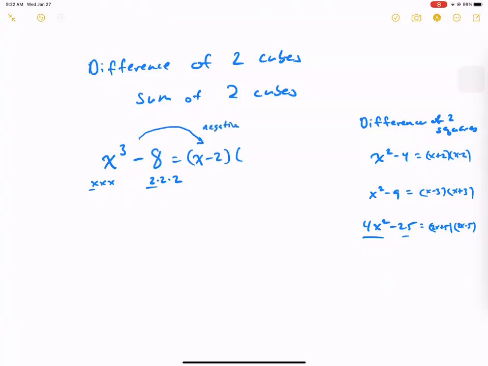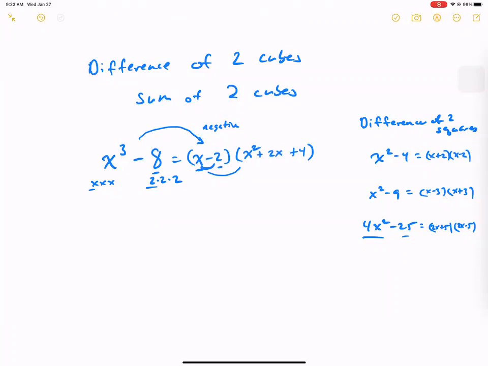The rest of the pattern is going to be used to match up. So first, what did I multiply x by to get x cubed? That's going to be x squared. So square the front. What did I multiply 2 by to get the 8 in the back? I'm going to multiply by a positive 4. And to get the middle term, it's actually pretty easy. You just combine these two together. 2 and x is just 2x, and in this case, it's going to be a positive 2x.